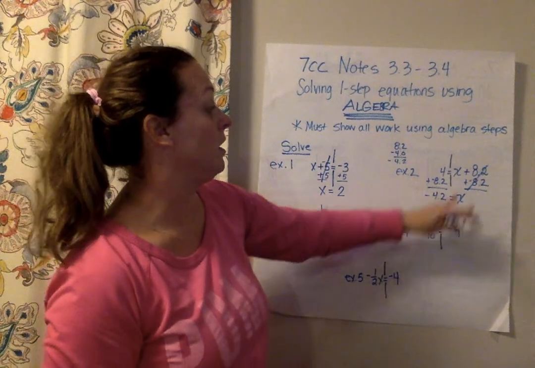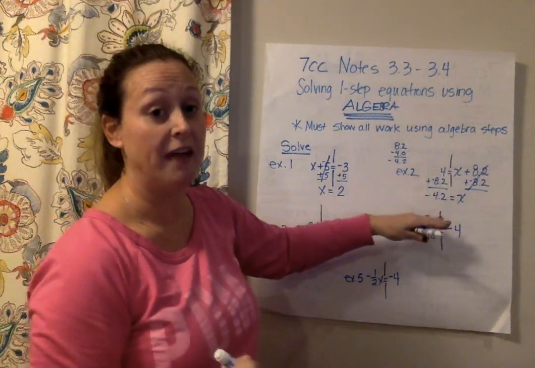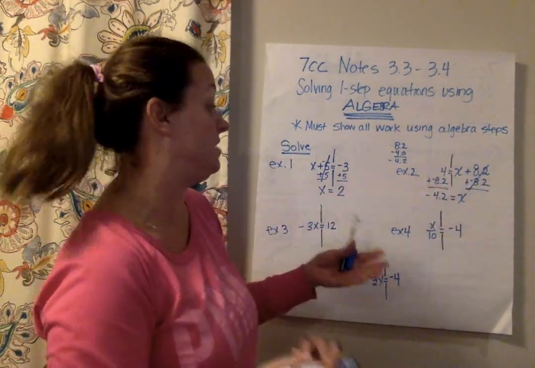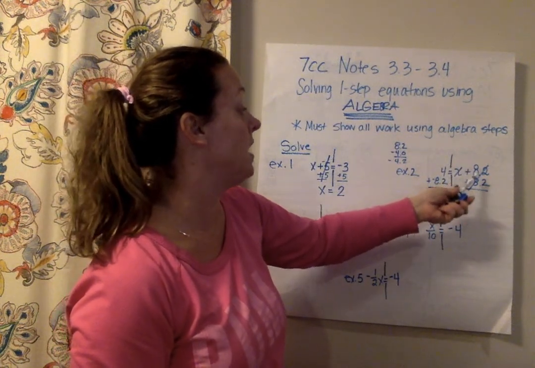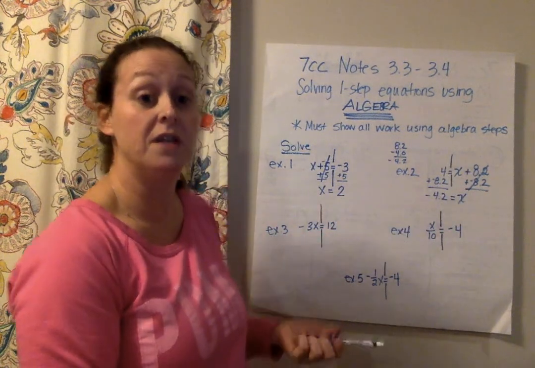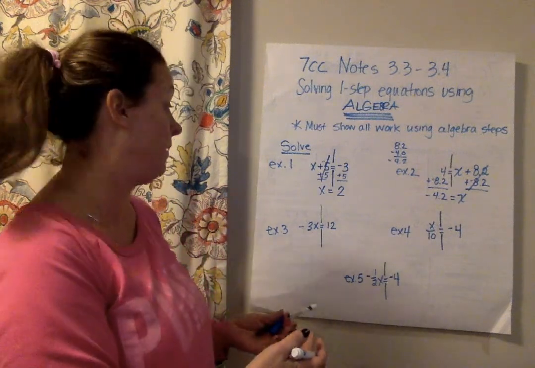I can go ahead and plug that value back into the original equation to see if it worked. Is -4.2 plus 8.2 equal to 4? Well, it is, so now I know I've done the problem correctly.